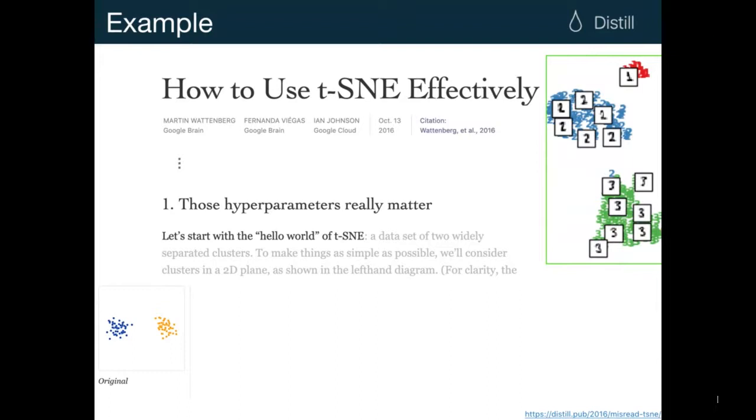However, the first section of this paper, called "How to Use t-SNE Effectively," is titled "Those Hyperparameters Really Matter." The authors at Google Brain gave t-SNE a hello world, the simplest thing you could possibly do with it. They said, let's give t-SNE data in 2 dimensions, two clusters that are well separated, and project back into 2 dimensions. t-SNE should knock this out of the park, right?